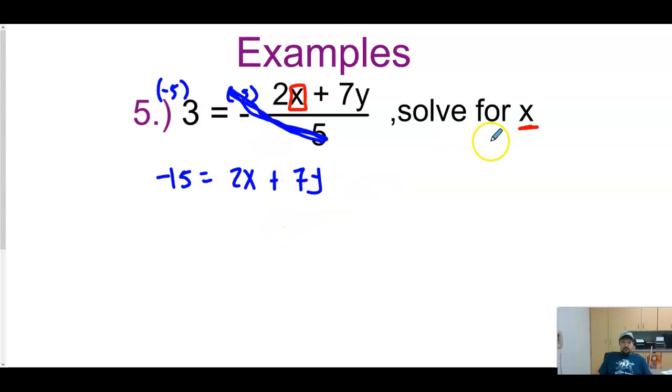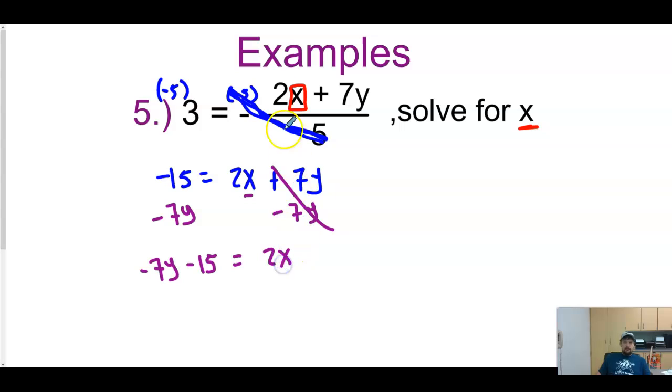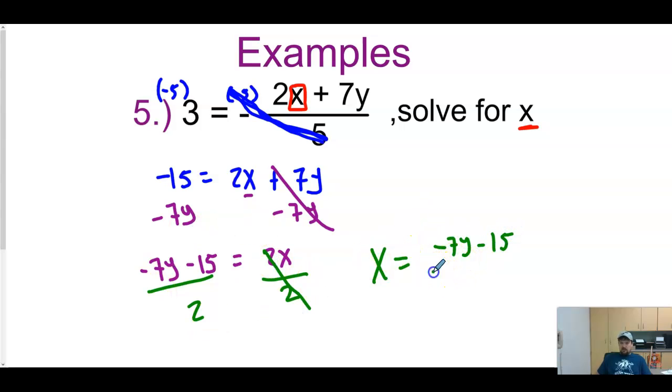So in this case, we're solving for x, so we want to get rid of this 7y. It's plus 7y, so it's a positive 7y. So we're going to minus 7y from both sides. That disappears. We get negative 7y minus 15 equals 2x. At this point, it's 2 times x, so the opposite is divide by 2. And I get x equals everything over here, so negative 7y minus 15 all over 2.